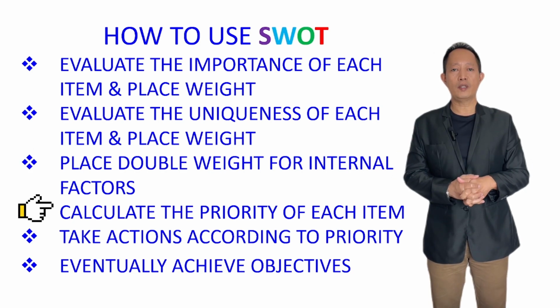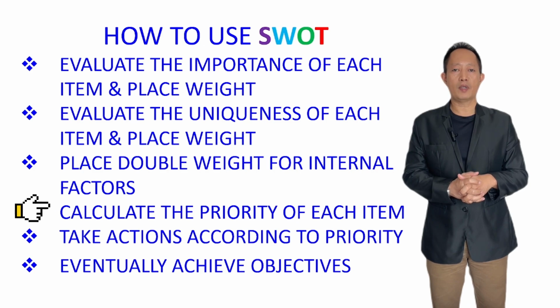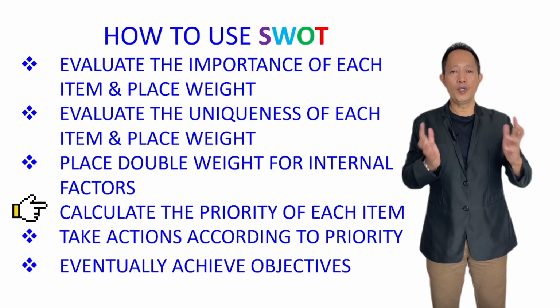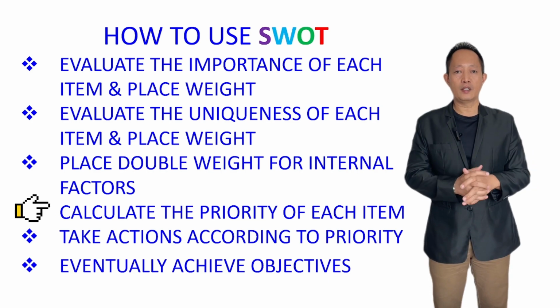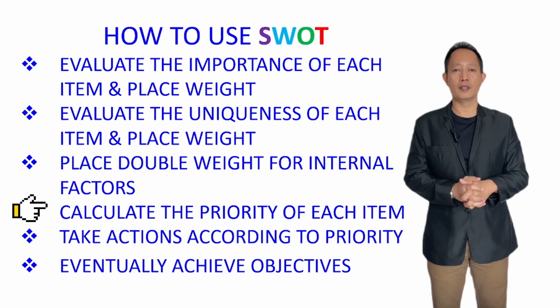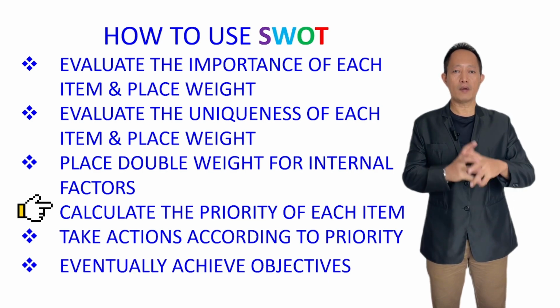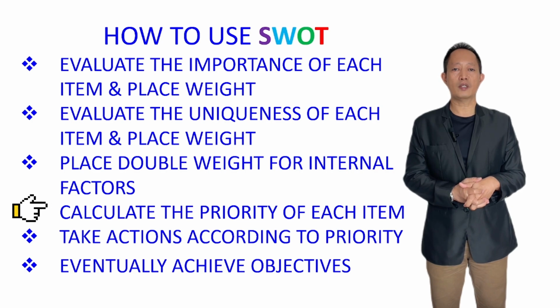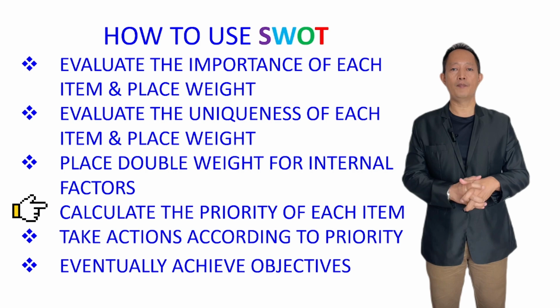Calculate the priority of each item. How do we calculate the importance, uniqueness, and internal factor? We usually use multiplication. So your importance is 5, uniqueness is 2, which means 5 times 2, and for internal factor another 2, so 5 times 2 times 2 equals 20. So the priority score is 20. We'll see later how we do that.